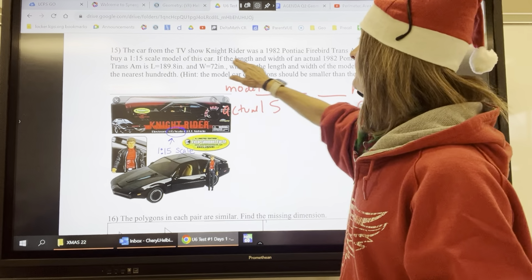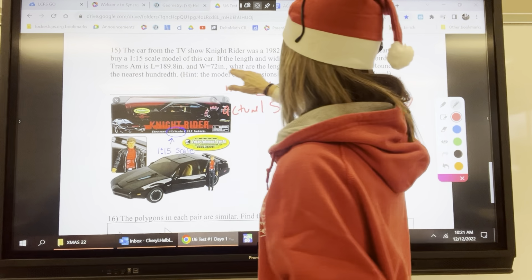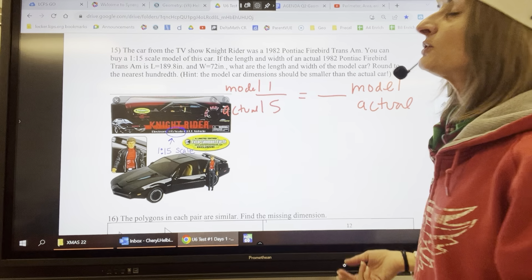Now, if the length and width of the actual Transit is given, what are the length and the width of a model car? So those are two separate problems.